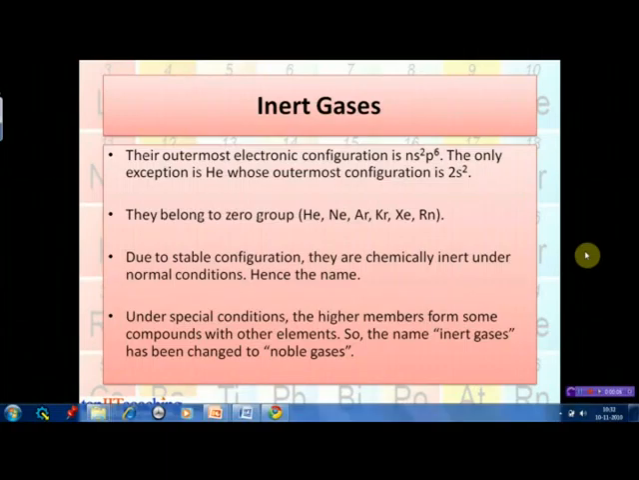Inert gases. The elements of the zero group of the modern periodic table constitute this group of inert gases. They are helium, neon, argon, krypton, xenon, and radon. Their outermost electronic configuration is ns2np6, but helium is an exception with the outermost configuration ns2.